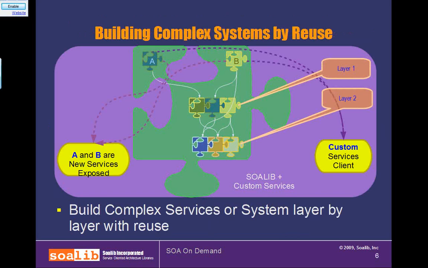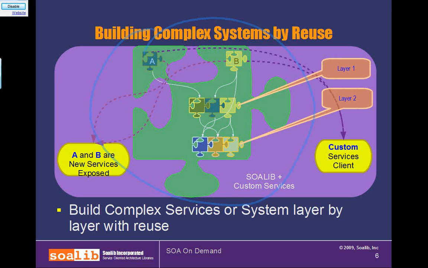Now, what is the real advantage of a SOA application? In this case, I'm going to focus on web services. When I say SOA, I mean web services in this presentation unless I make some differentiation. In this slide, you can see there's a bigger puzzle, the big one outside, and there are smaller puzzles.